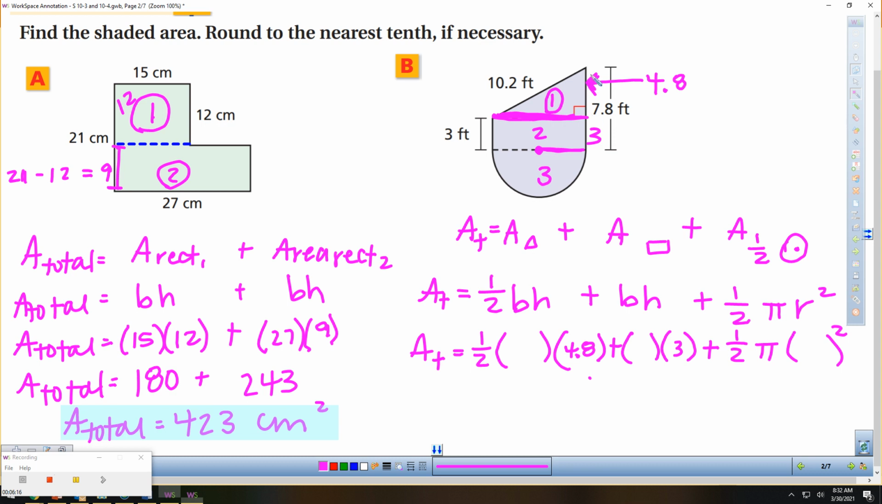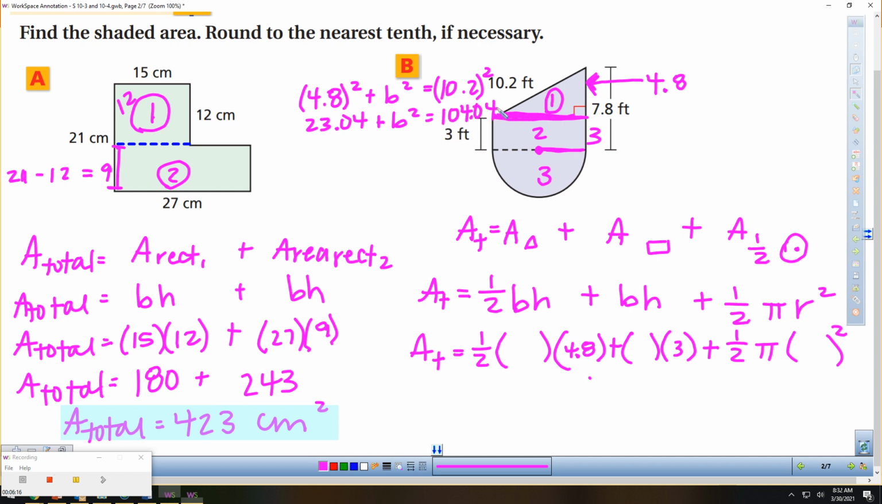We have 4.8 right here, and I have the hypotenuse, which is 10.2. So what am I going to do to find the length of the base of that right triangle? The Pythagorean theorem. So it's going to be a squared, which is 4.8 squared, plus b squared, which we don't know, is equal to 10.2 squared. So 4.8 squared gives you 23.04, plus b squared equals 10.2 squared, which is 104.04.